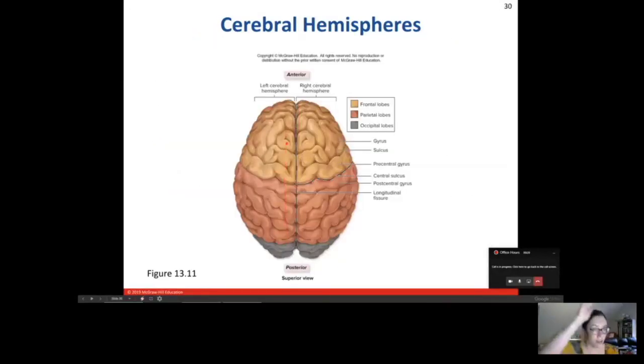This is looking down on the brain, anterior and posterior. We can see here that this is going to be the cerebrum. We have this fissure right here that is dividing the brain into right and left hemispheres. It's called the longitudinal fissure, and it's a pretty deep fissure; you should be able to pull the hemispheres apart a little bit. In the front, these are the frontal lobes, one in each hemisphere, then the parietal lobes, one in each hemisphere, and the occipital lobes are in the back, one in each hemisphere.